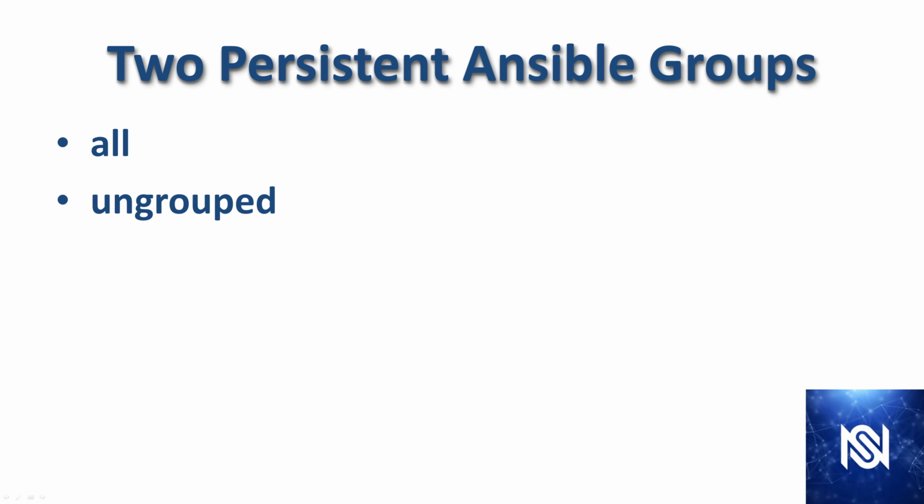So there are two persistent Ansible groups that are going to be there no matter what. One is all and one is ungrouped. All includes all hosts no matter what groups they're in. Ungrouped is going to contain hosts that are not a member of another group.